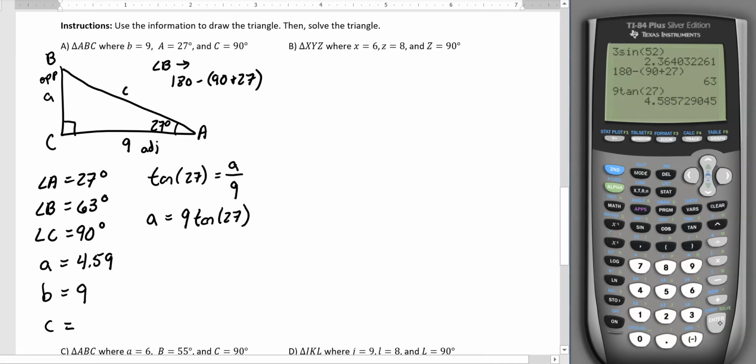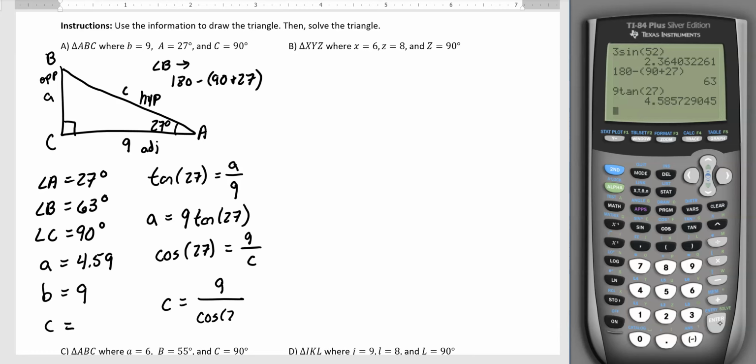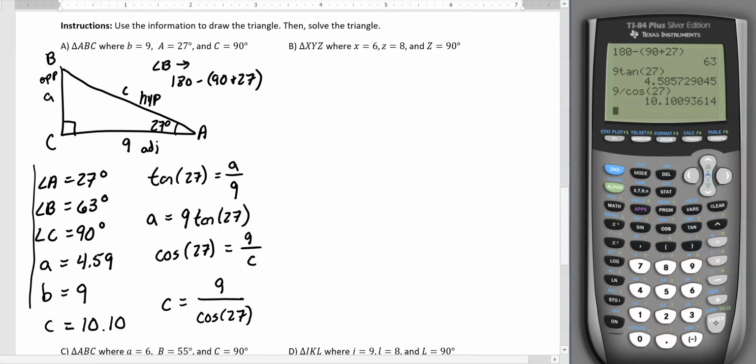That makes sense. Now, to check our work, C would need to be bigger than 9, right? Because the hypotenuse should be the largest side. So if I'm using the adjacent and the hypotenuse, I'd use cosine of 27 degrees equals my adjacent 9 over my hypotenuse C. All right, so that means that C will equal 9 divided by the cosine of 27. 9 divided by cosine 27, and I get 10.10. It is bigger than 9, so I can be pretty confident with my answers for that one.